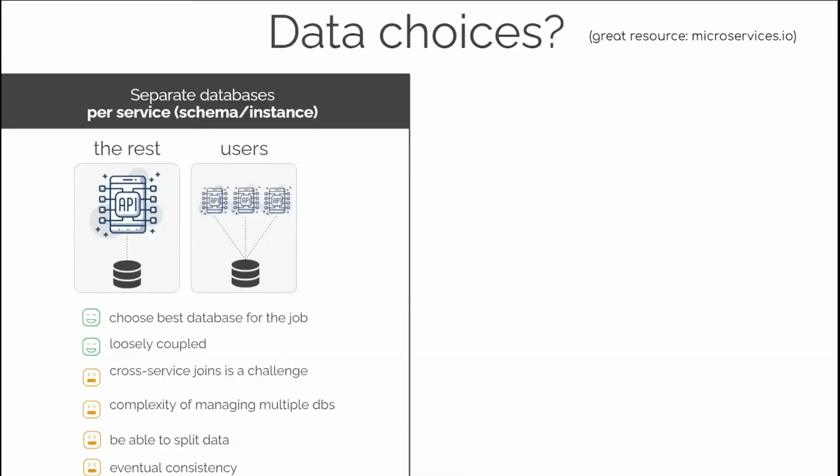Immediately, when you split off one microservice, you have data choices. For example, you could use separate databases per service, per schema, per instance. Imagine we take per service, then the rest would have one database and the users service would also have one database. The advantages are that you can choose the best database for the job. It's loosely coupled.